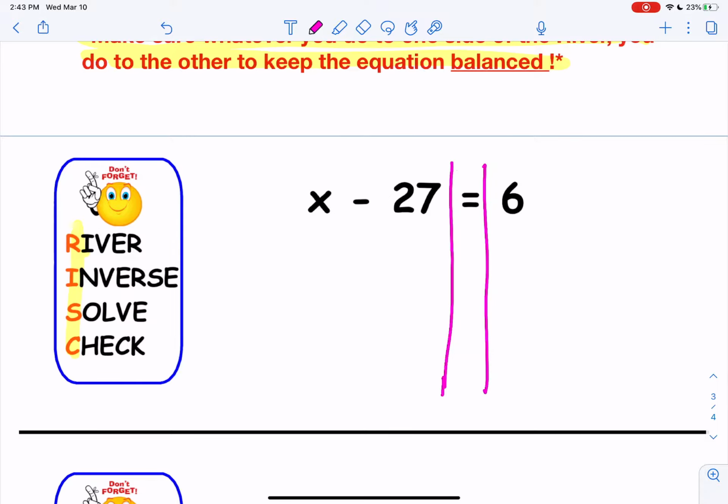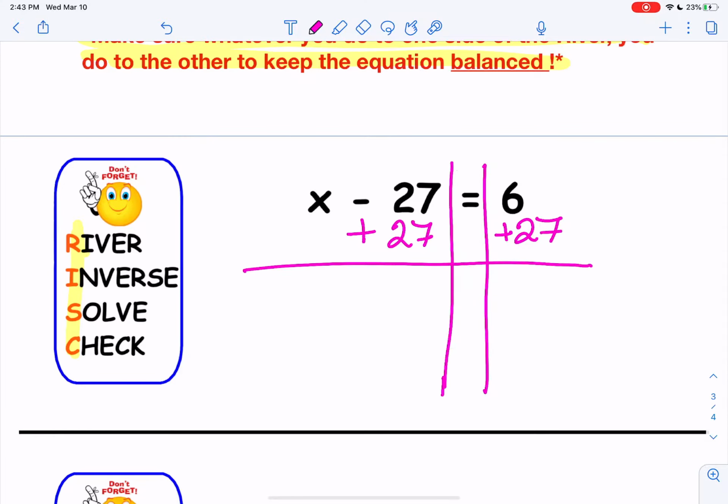So I'm going to be looking at that going, all right, what operation is it? It's x minus 27, okay? I'm supposed to do the inverse or opposite. The opposite of subtraction is addition, so that means I'm going to add 27 to both sides. And we do the inverse because when you do the inverse operation, it cancels the number out.